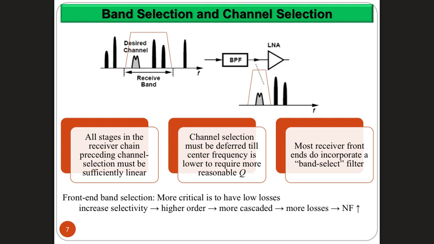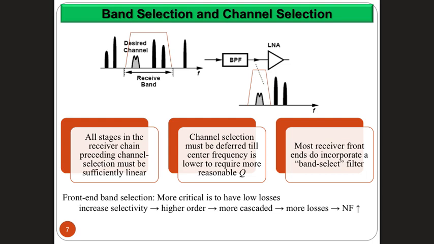Okay, now a few things to keep in mind, that when we are doing this operation of two stages filtering, the band selection and the channel selection, we have to make sure that all the stages in the receiver before the channel selection have to be sufficiently linear, because in all these stages before doing the channel selection, we still have adjacent interferers, right? So we have to take care of the intermodulation and the cross modulation and all these aspects that has to do with adjacent interferers, whether a single or more than one adjacent interferer, right?